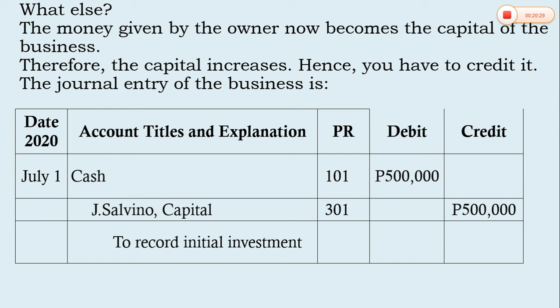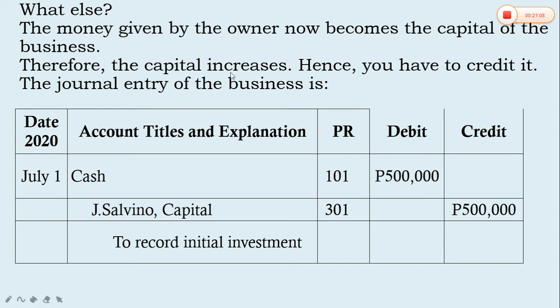So, you have a date, when it happened, July 1. So, you first write the debit, cash, because your cash increased from the owner. Okay, the PR is the posting reference, already provided in the chart of accounts. So, I hope you remember the chart of accounts. Okay, so you have to write the amount here in the debit column, and then you have here the credit, J Salvino, capital or the owner's capital, and then the same amount, 500,000, and then you have a short explanation on the transaction.